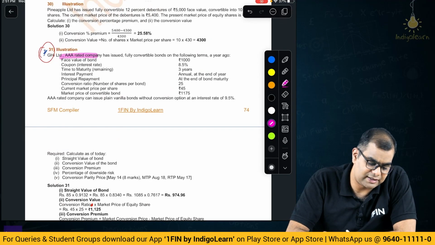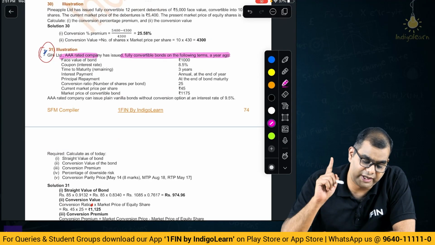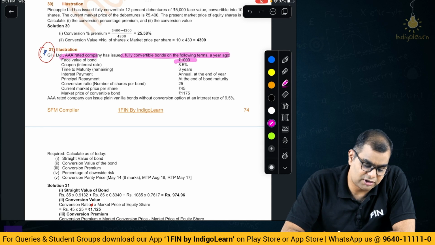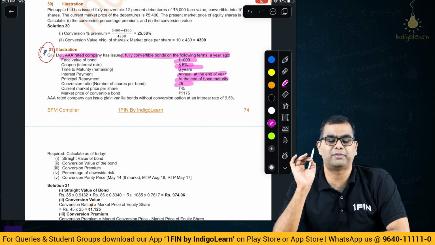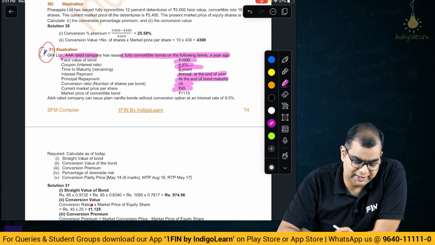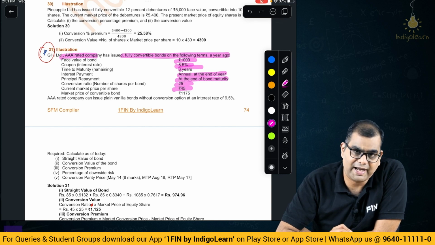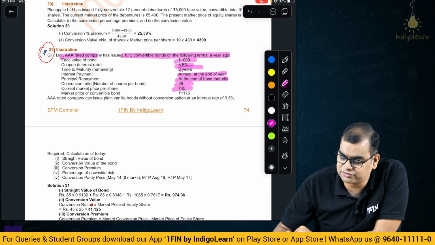GH, a AAA rated company, has issued fully convertible bonds on the following terms 8 years ago. It issued 8 years ago. Face value of the bond 1000, coupon 8.5, balance time to maturity is 3 years. Interest payment annual, end of the year, principal repayment at end of maturity, and conversion ratio, that is the number of shares that you will get per bond, is 25. Then current market price is 45. So market conversion price and conversion ratio are given. Conversion value is just a product of these two, 25 into 45, which is what?